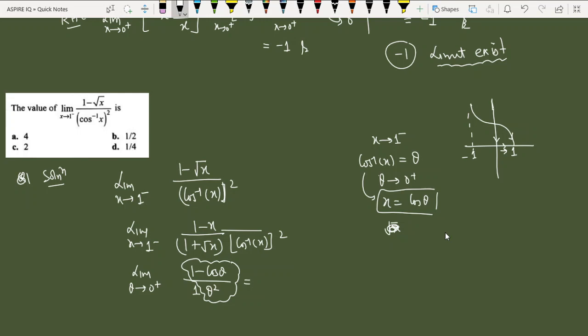Okay, so our answer is 1 by 2. Whenever you see these cos inverse terms, simply replace cos inverse x with theta, so that the picture will be more clear to you. Okay, so our answer is half.